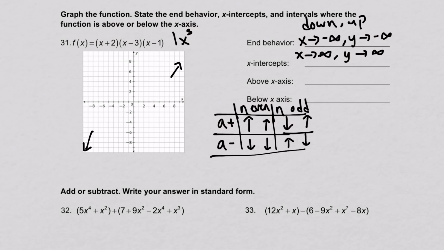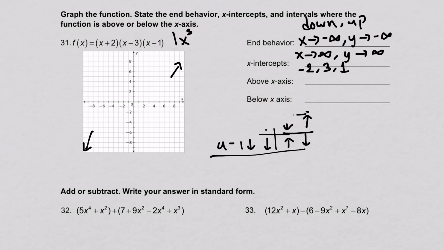Okay. X-intercepts, those are easy to find. Everybody should be able to see those just by looking at the function. X plus 2, what is the 0 that x plus 2 gives you? Negative 2. That's your x-intercept, right? Students in my class should come up with that correctly without even trying. That's an easy answer to get. X minus 3 gives me positive 3 as my x-intercept. And x minus 1 gives you positive 1. Okay, so done with that.